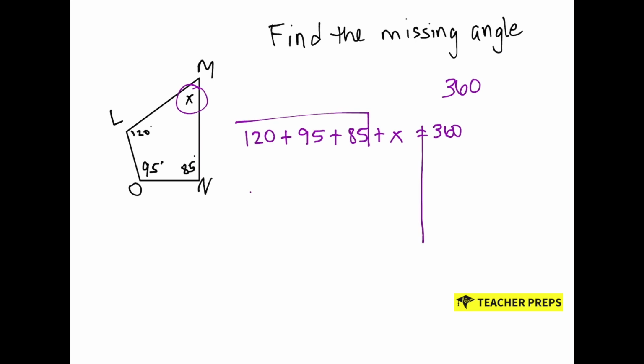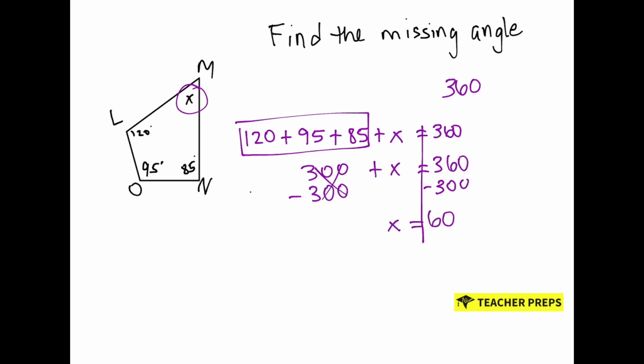First step is to add the angles that you already know. That gets us 300. So now we have 300 plus x equals 360. We need x by itself, so subtract 300 from both sides. That leaves us with x equals 60. So we know the missing angle is 60 degrees.